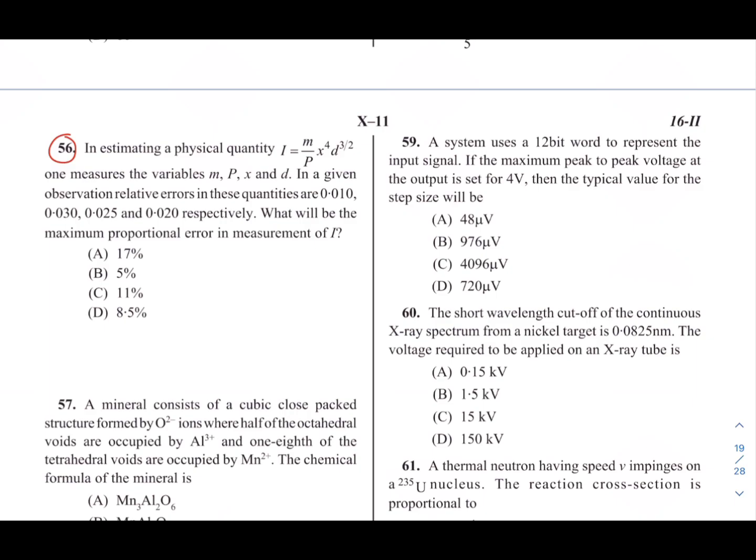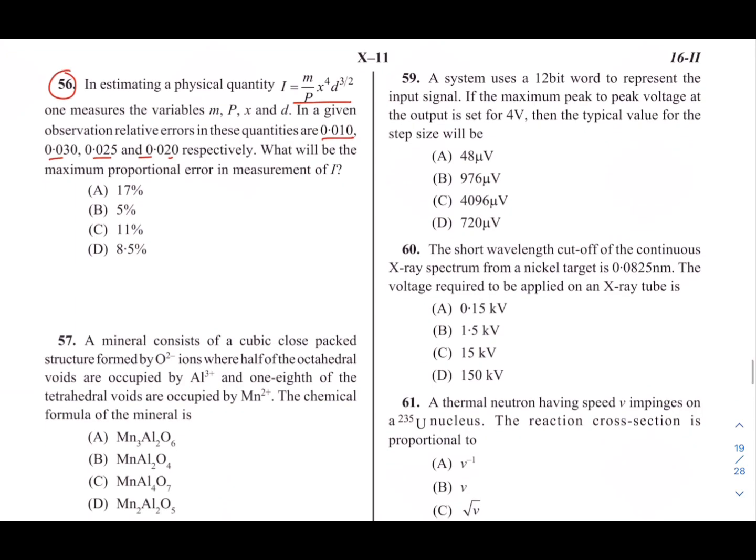Problem 56. In estimating a physical quantity I, which is given by this, one measures the variable m, p, x and d. In a given observation, relative errors in these quantities are this and this respectively. What will be the maximum proportional error in the measurement of I? To find the maximal proportional error, we take log on both sides of this equation. Thus log of I is equal to log of m minus log of p plus 4 log of x plus 3 by 2 log d.